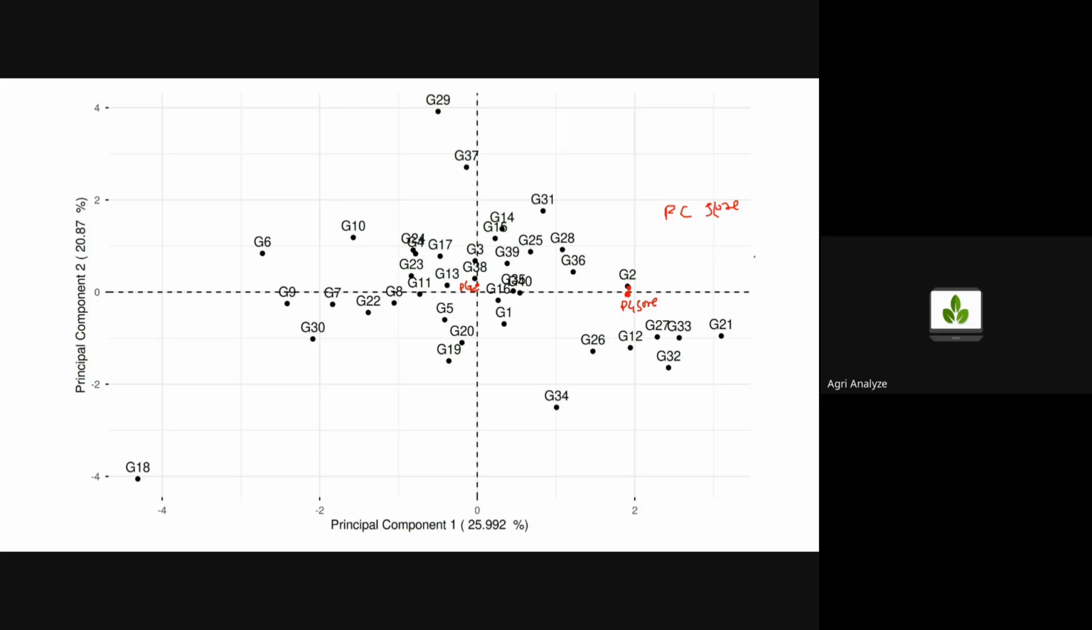This is based on the PC score, which was explained in the previous slide: how we plot genotypes based on PC score. So this is the X and Y axis. This is the position of genotype 2. This is the position of genotype 1 based on PC score. This way we find the position of genotypes in biplot analysis based on PC score.